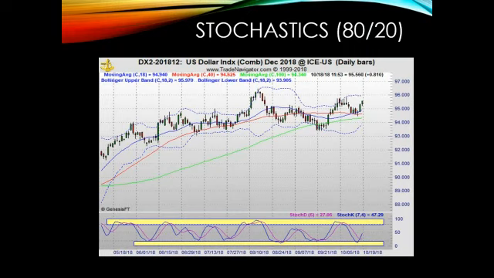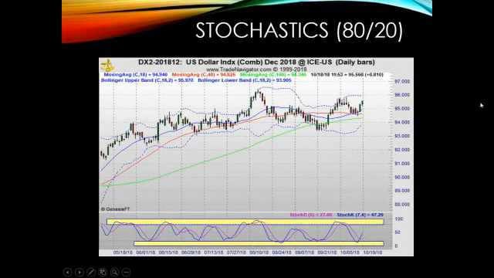For convenience, we've highlighted the overbought and oversold zones. For stochastics, that's generally 80 for overbought and 20 for oversold. So when we get up above 80, we believe that the market has too many people on the long side and is starting to have liquidity issues.